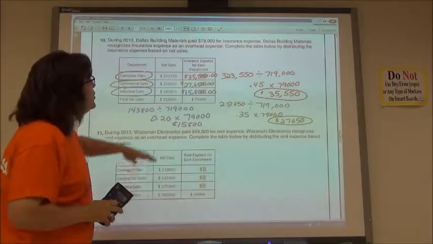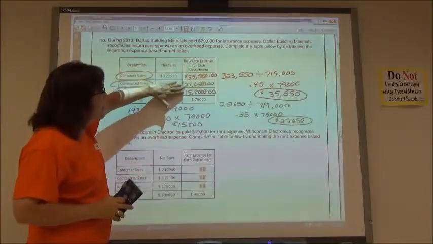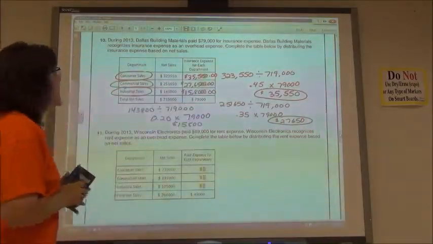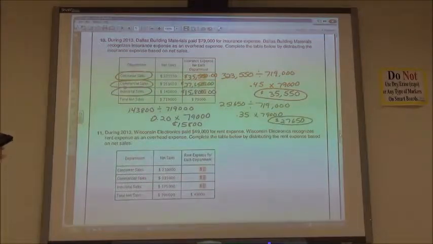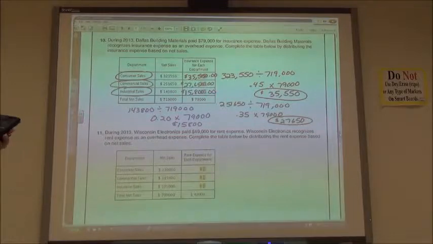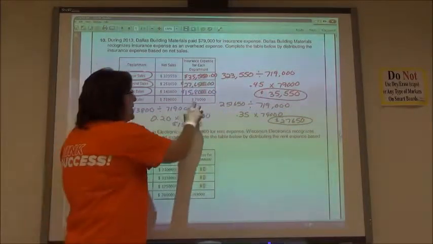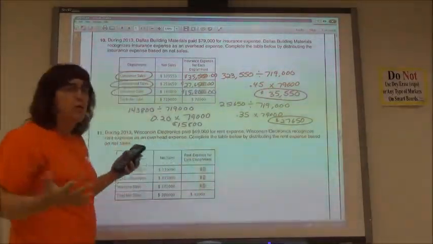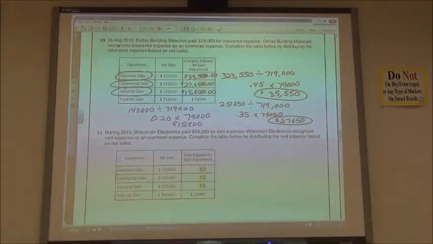So if you wanted to double check yourself, you could add up these three numbers. That should give you the total amount that you paid for insurance. So for consumer sales, we had $35,550 plus consumer sales, $27,650 plus our industrial sales, $15,800. And sure enough, if I add those together, I get the 79,000. So it looks like I have my answers correct.